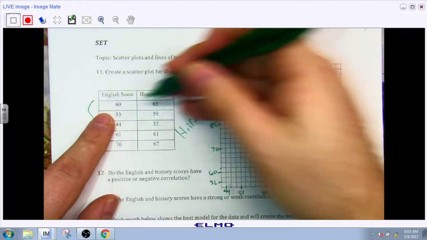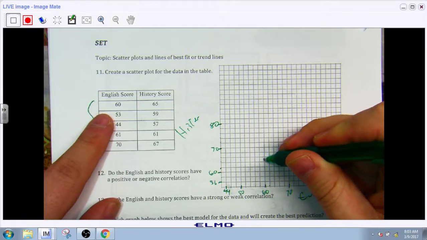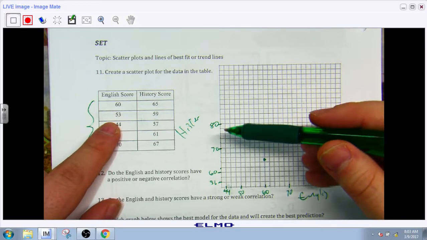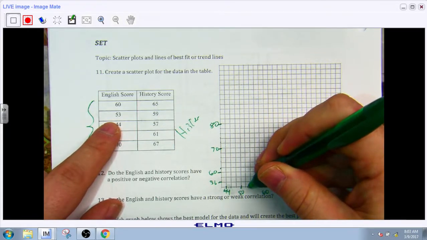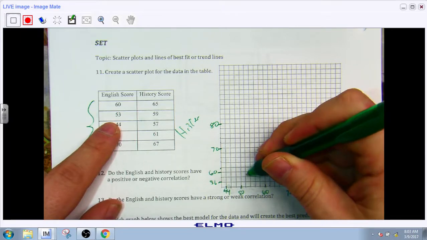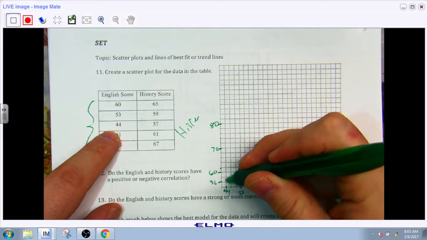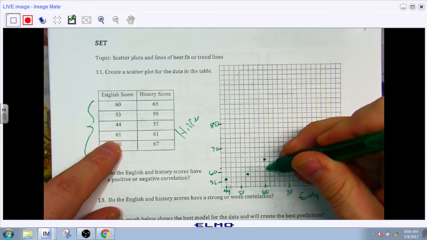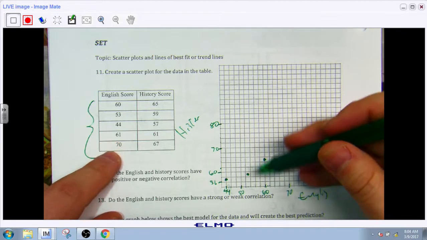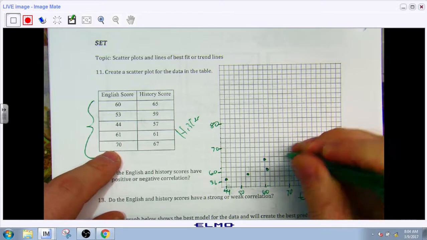Okay, now I can plot these. So I have 60, 65. So here's 60, 62, 64, 65. I have 53. So 52, 53 is in the middle. 59 should be right here. 44, 57, so 44, 57. 61, 61, so 61, 61. And then 70, 67. This would be 66, 67. So there we go. Those are our points.